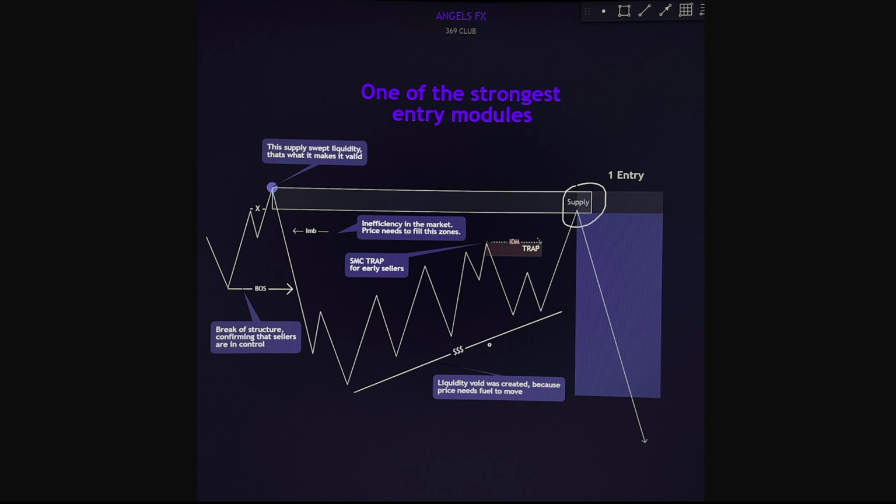Price needs liquidity. Also here, liquidity was created because price needs to fill the move. Price needs to take this out so price can move. This is inducement, a smart money trap. Many traders, even smart money traders, would enter from here, but it's a trap for early sellers. So let's go to the chart.